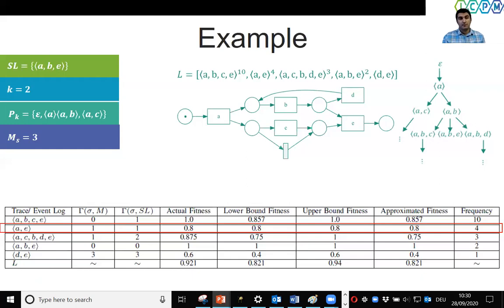So, for example, for trace AE, that is the second trace, the most similar trace is ABE. So the cost is 1. That is the upper bound for the alignment cost. For the lower bound, we know that the length of this trace is less than 3, and we need at least one insertion. Because the upper bound and lower bound are the same value, we know the exact value.